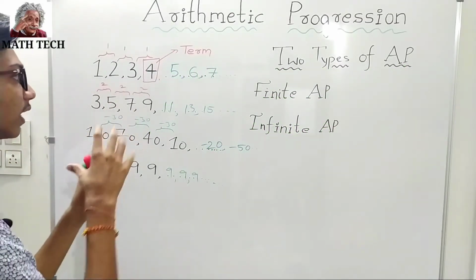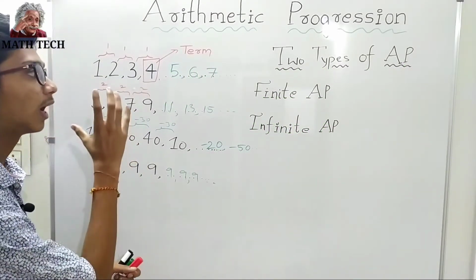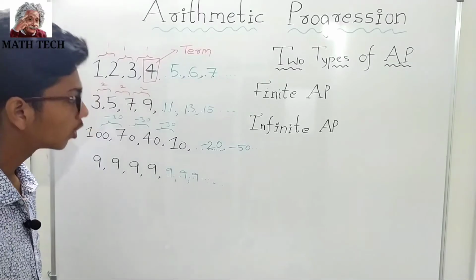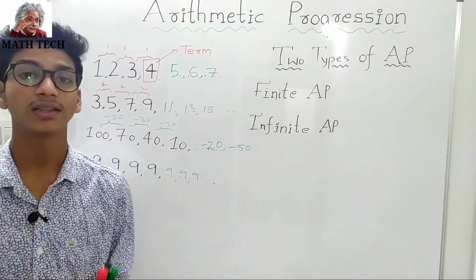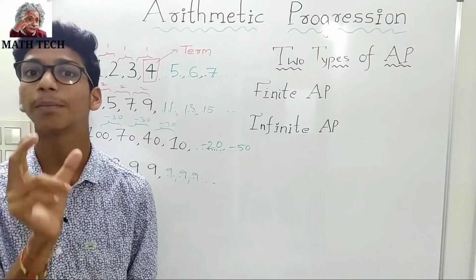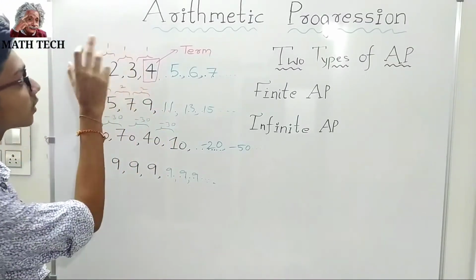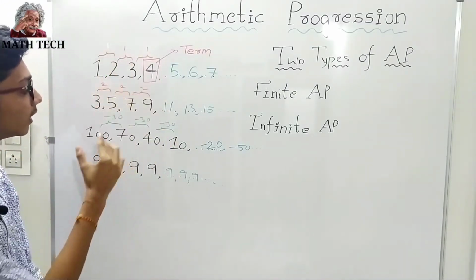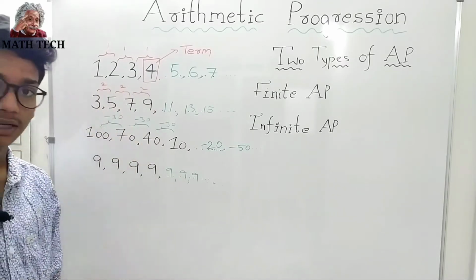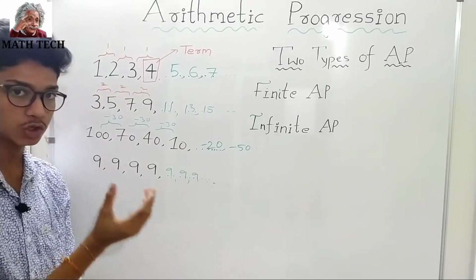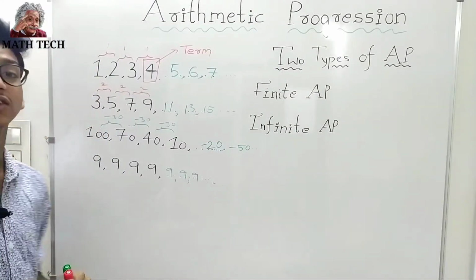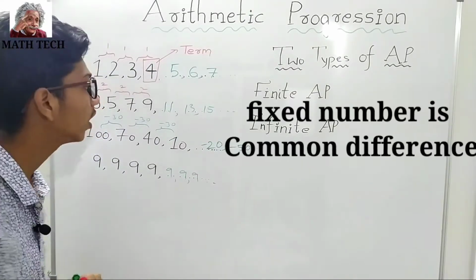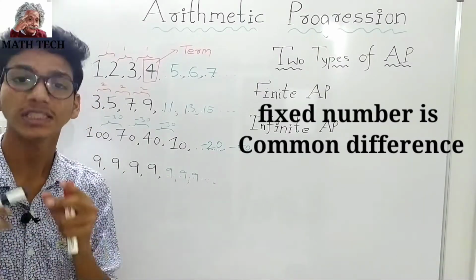So we have understood about the arithmetic progression. We used a fixed number in the definition. The fixed number is 1 in the first series, 2 in the second, minus 30 in the third series, and in the fourth series it is 0, nothing is added. That fixed number is known as the common difference.